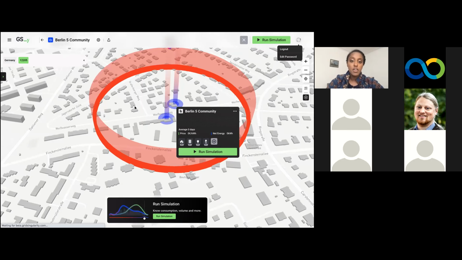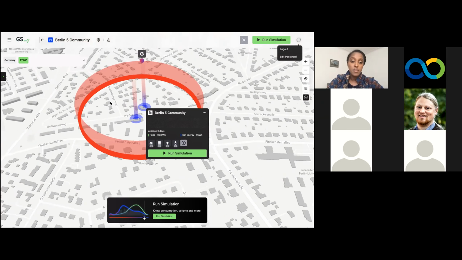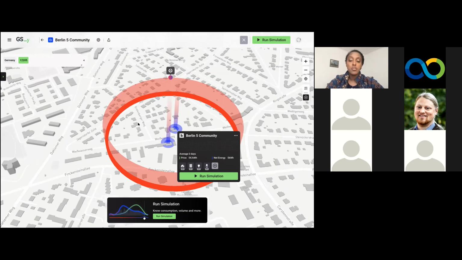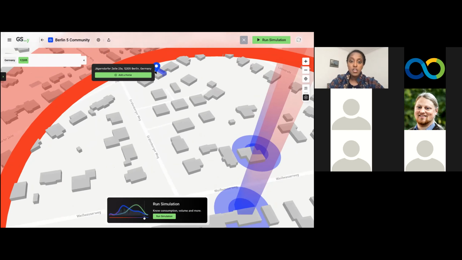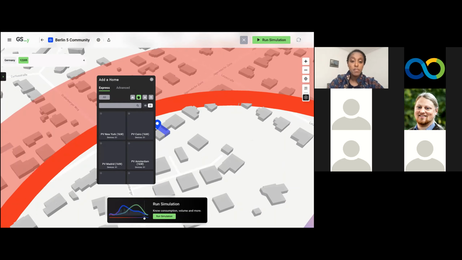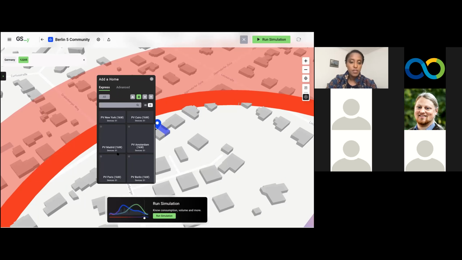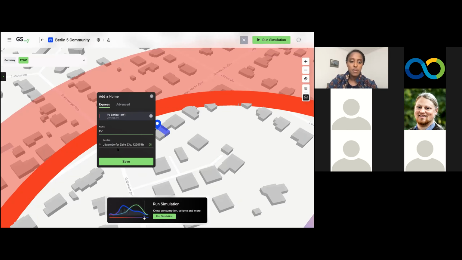The idea for us in this release is that anyone can run a simulation, whether they have data or not, without having to log in. So I can also, for example, in this building here, add a community PV. We have different CSV files of already configured PV. Since it's Berlin, I will pick PV Berlin.